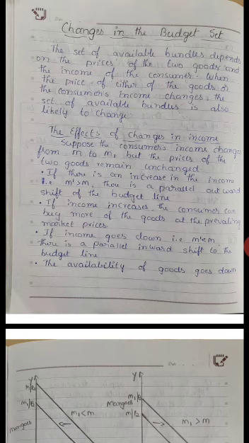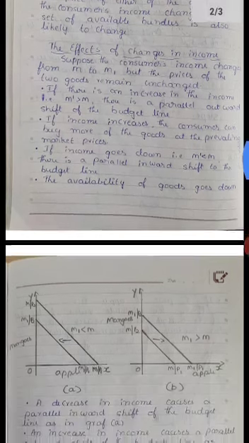When the income of a consumer increases, the availability of goods will be higher, and more commodities are available for the consumer. At the same time, when the income of the consumer decreases, the availability for the consumer reduces. When income increases, availability also increases. When income reduces, availability also reduces.